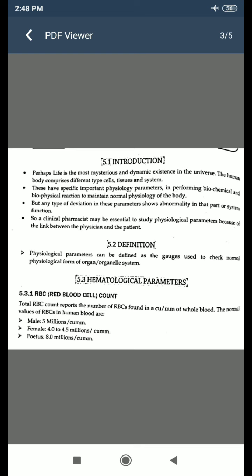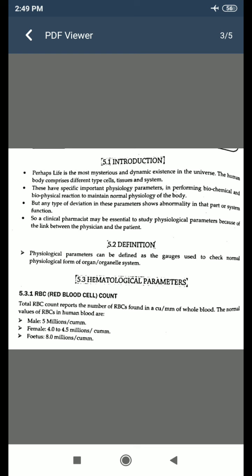Then the significance of RBC count. An increase in the RBC count indicates polycythemia due to dehydration, exercise, lack of oxygen, etc. A decrease in the RBC count shows anemia, leukemia, old age, hemolytic poison and snake poisoning.